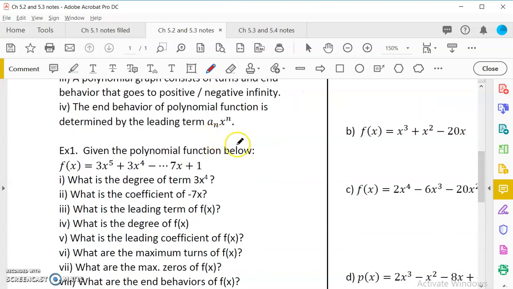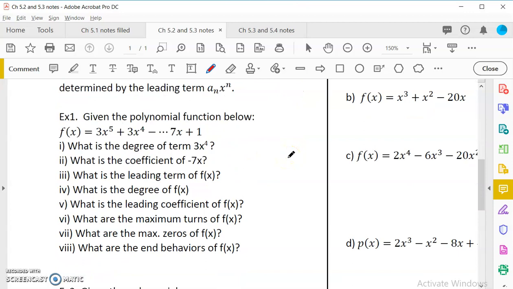So let's practice this. This is a polynomial function. We don't know what is in here, but I think they are written in decreasing power. So the highest power is 3x to the 5th. So we have another term that's called 3x to the 4th. What is the degree of this 3x to the 4th? It is degree 4. Degree means power.